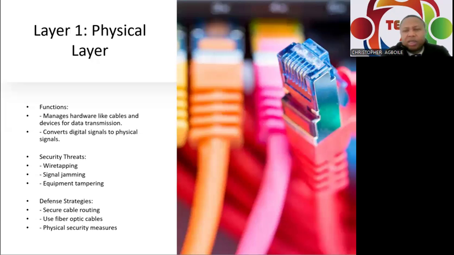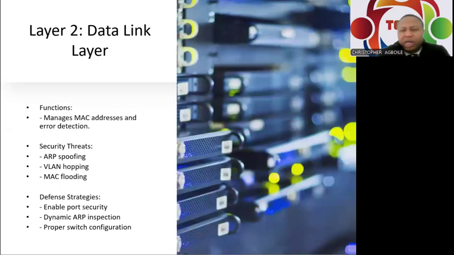So note this: at this level, there's what we call wiretapping, there's what we call signal jamming, and there's what we call physical equipment tampering. That's for layer one. Layer two.